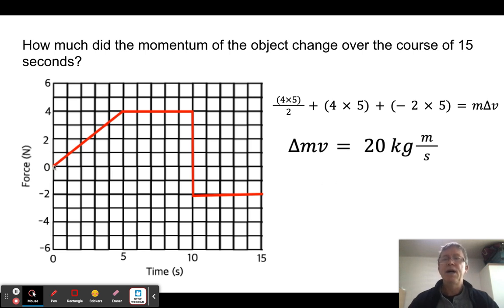So here you go. I've got a positive change of this. So I'm going to say, well, this is 4 times 5, but it's divided by 2. So 4 times 5 divided by 2, plus I've got 4 times another 5, but I don't have to divide that one by 2. And then after that, I have -2 times 5. If I add all this up, what I get is 20 newton seconds, or the same thing as 20 kilogram meters per second. So it's a positive change in its momentum.